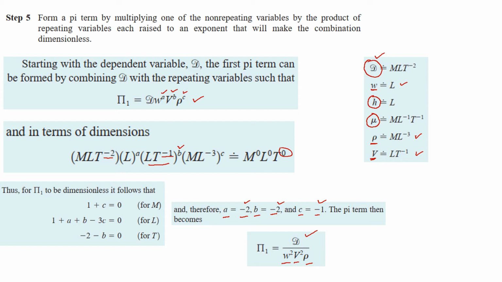So this is my first pi 1 term that I wrote, and now I have to repeat the same procedure for determining my two other pi terms, my pi 2 term and my pi 3 term, because we already defined that we have 3 pi terms. So now let's move on and repeat this procedure for pi 2 and pi 3.